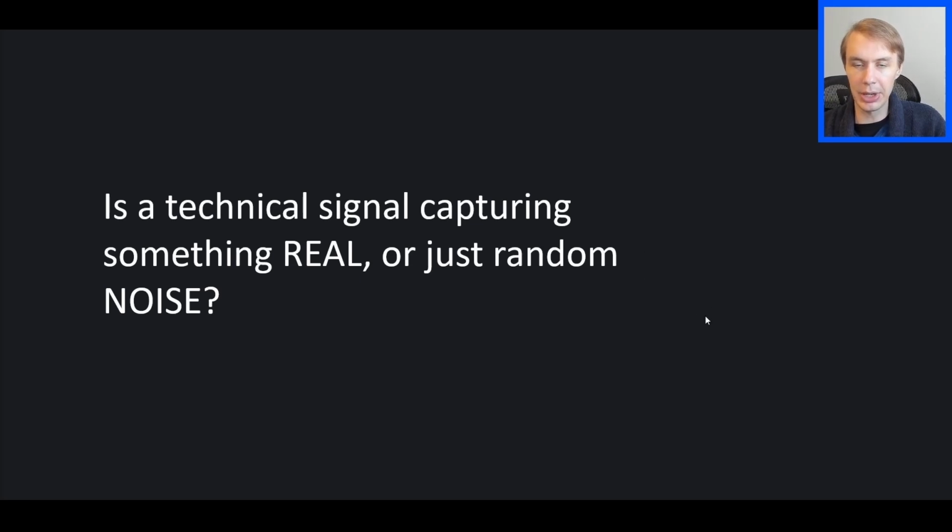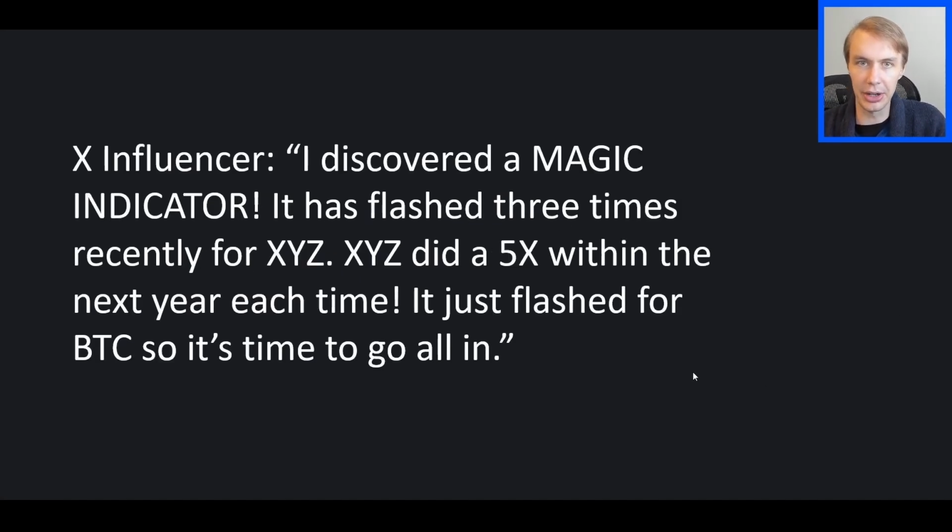So to get into this, I want to break this down by first giving an example of what I'm talking about when I talk about random chance, then how we can actually run analyses to give us an idea of if something is real or maybe just due to random noise. So let's talk about a scenario here. Let's imagine that you see an influencer over on X and they say something like this.